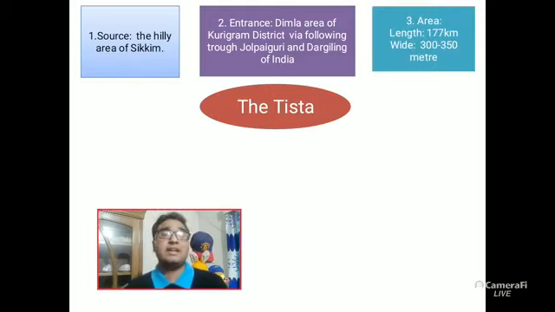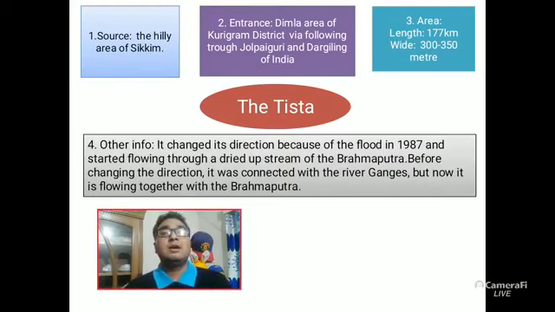Next point is that the length of the river Teesta is 177 kilometer and the width is 300 to 350 meter only. Next information is that it changed direction because of the flood in 1987 and started flowing through the right upstream of Brahmaputra. Before changing direction, it was connected with the river Ganges, but now it is flowing together with the Brahmaputra. So this is the additional information about the river Teesta.